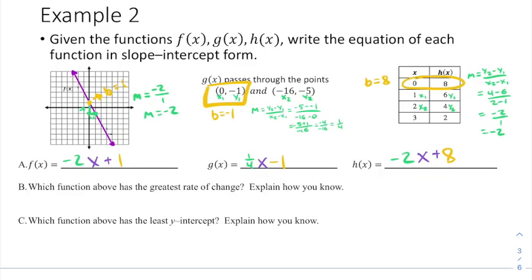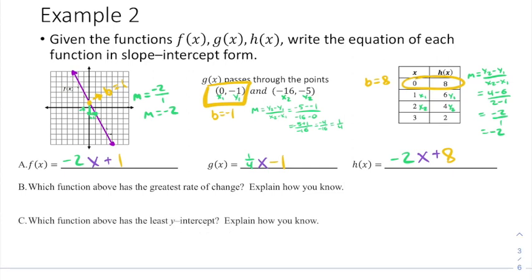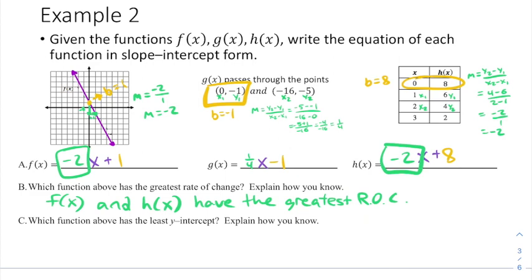Next, they ask us which function has the greatest rate of change. Rate of change does not depend on positive or negative. If I was losing $100 a week, that's way more change than gaining $1 a week. So even though gaining 1 would be a larger number than negative 100, the greater change is the 100 versus the 1. So in this case, f of x and h of x both having a slope of negative 2, that's greater change than a slope of 1/4. So we're going to say f of x and h of x have the greatest rate of change because they have the largest number portion of the slope.